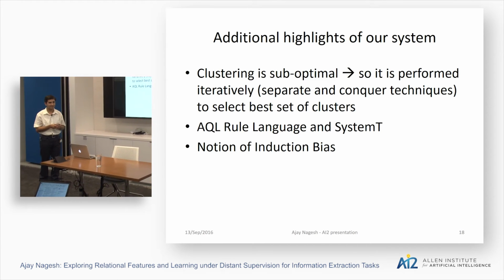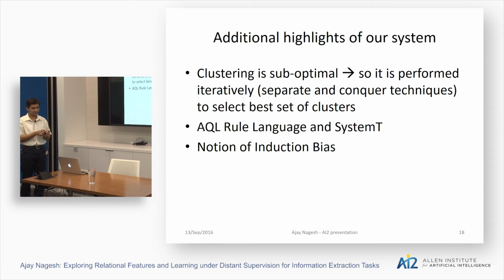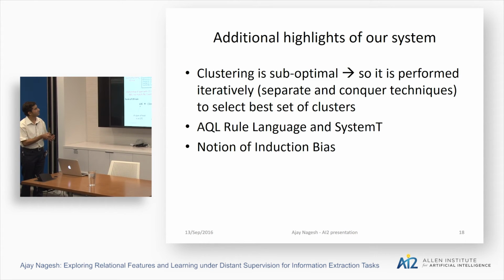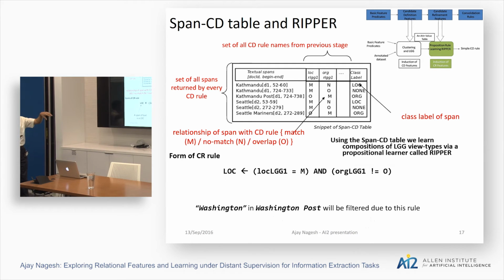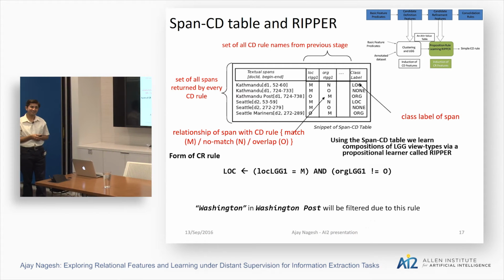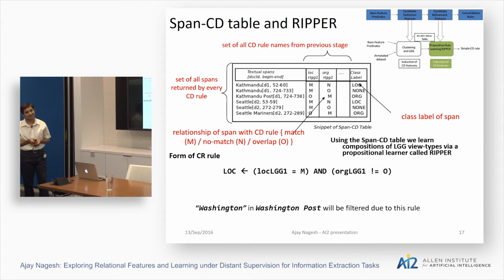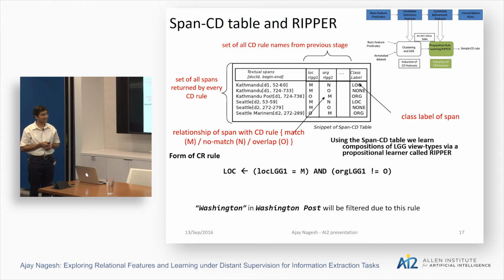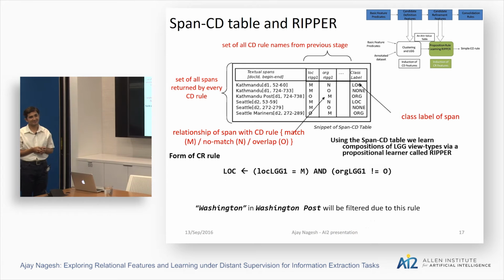I had some extra slides. This iterative clustering is in the first stage, the clustering and LGG phase, where we are doing iterative clustering, and not in the second part of the system. So you're doing separate and conquer twice, first in the clustering phase. Okay, and where is uncertainty represented explicitly? It's not. Uncertainty is not explicitly represented. Okay.